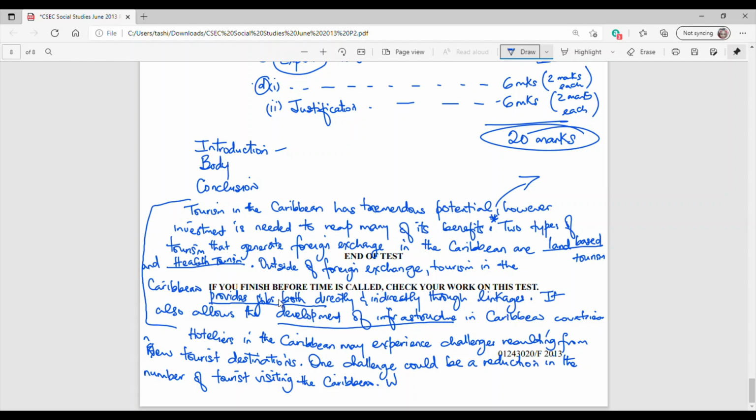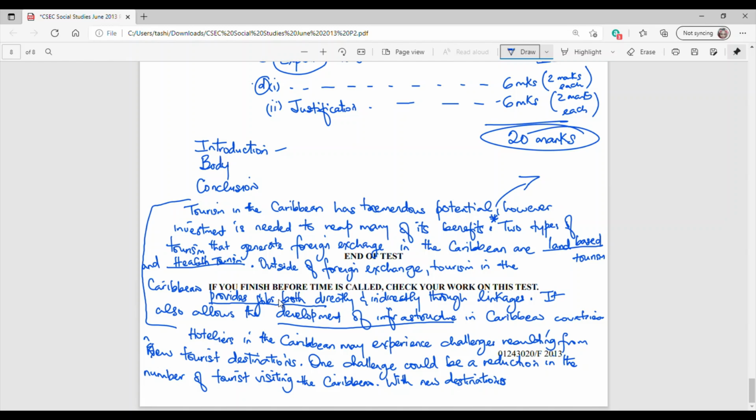With new destinations, so kind of what we just said before, people may become more attracted to them, or they may offer a product that the Caribbean country does not have, so persons will just go there. So this is our explanation part. They ask us to explain a challenge. So we have identified the challenge, and then we are explaining it now.